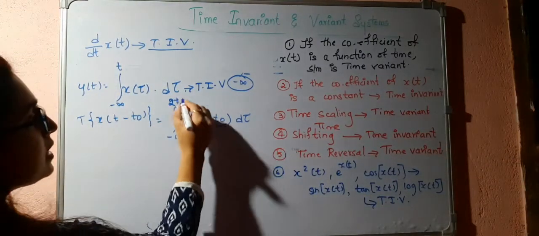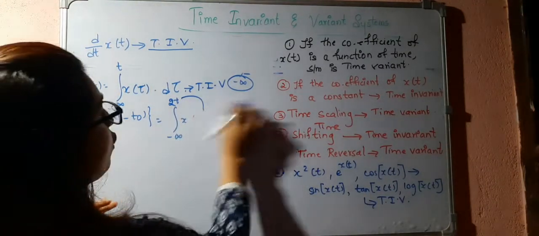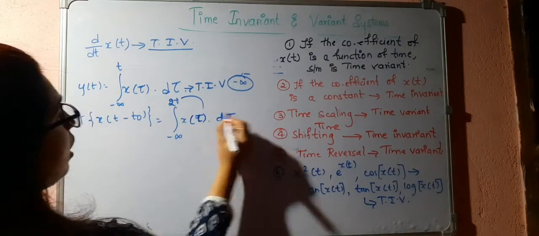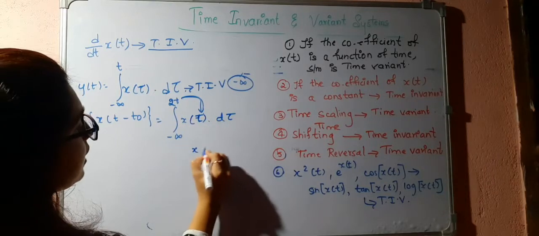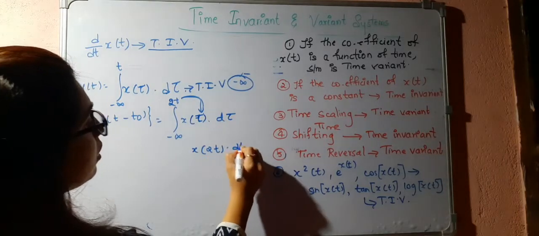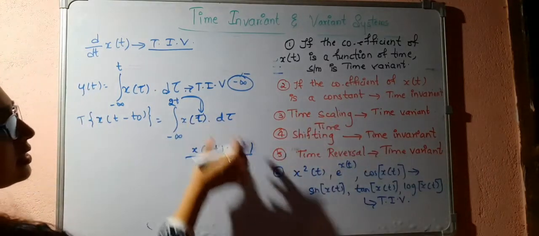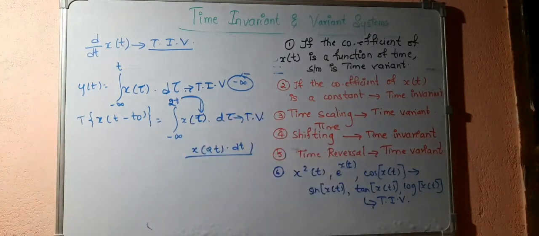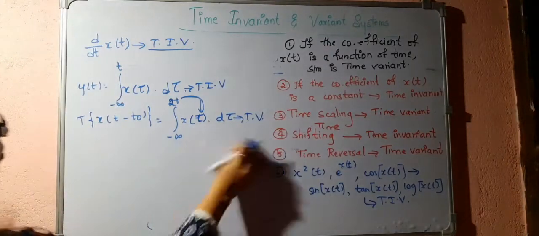This is nothing but like I am substituting x of tau d tau, placing 2t here. It is like x of 2t dt. It's the same as scaling, right? This is a scaling operation. So this makes the system time variant. So let us check this.